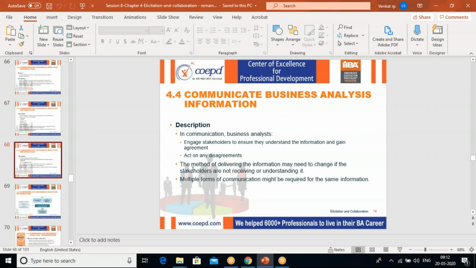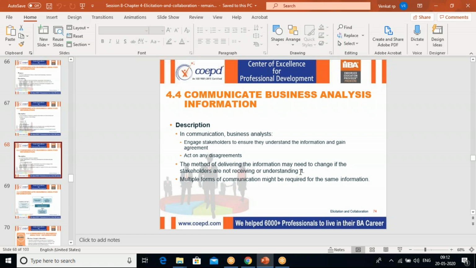Now, this business analysis information communication may need to change if the stakeholders are not receiving it or understanding it. If you're communicating in one way and they're not understanding it, then we have to change the mode of delivering that information. Let me say I shared BABOK directly with you and said, okay, read it. Then you may not understand it. BABOK is very lengthy, so we have to cut it short through a presentation or through notes. We are presenting the subject in a short form.